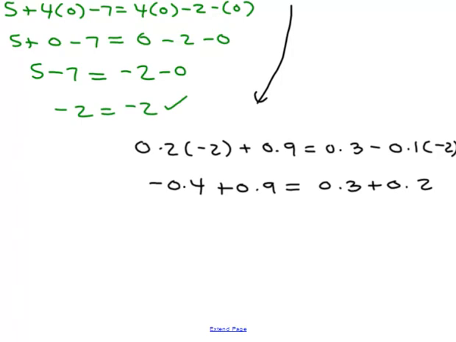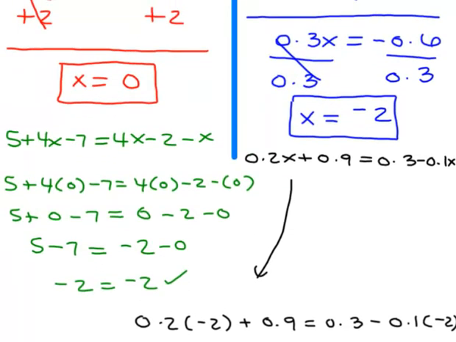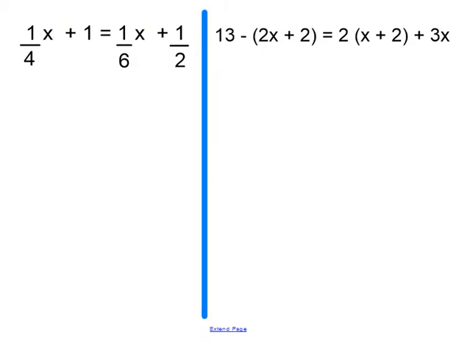All right, negative 0.4 plus 0.9 is going to be positive 0.5, and 0.3 plus 0.2 is 0.5. So our answer checks out. So that means our answer is x equals negative 2. All right, last two problems.